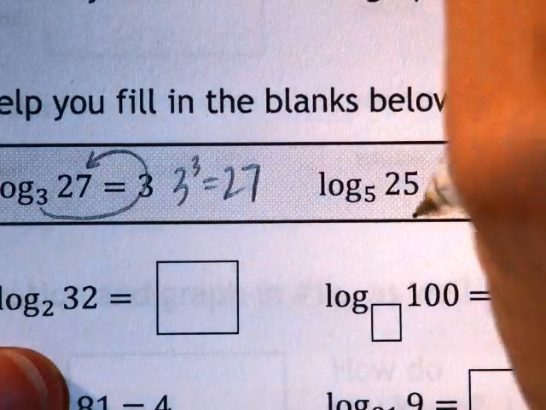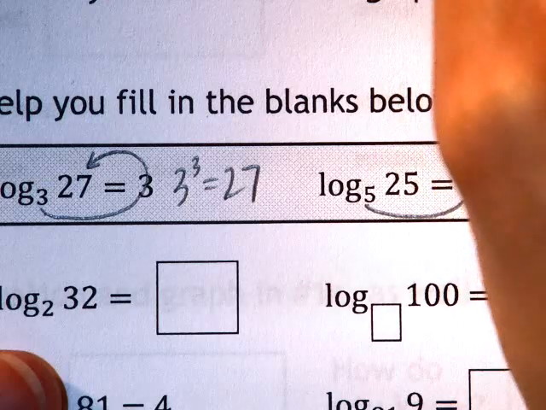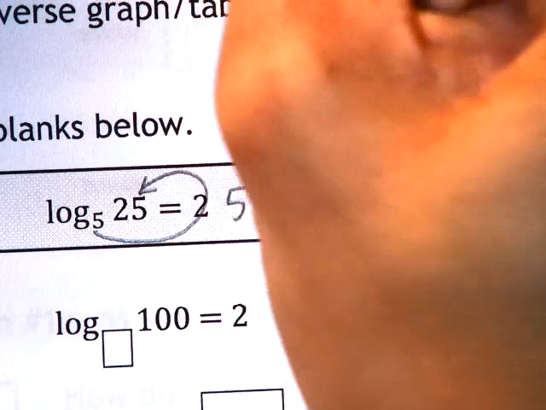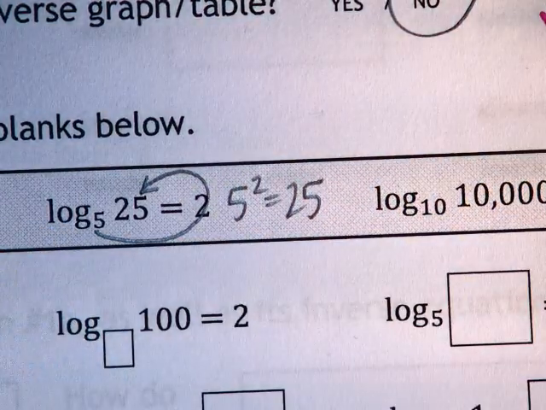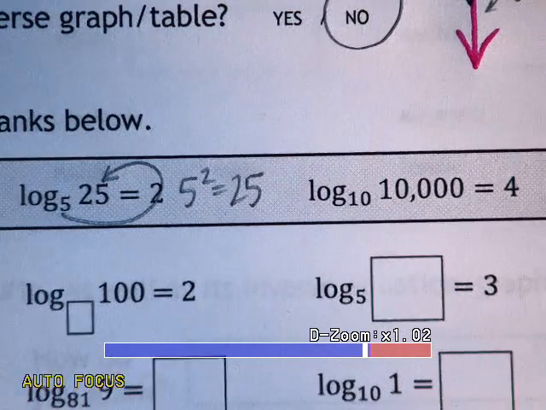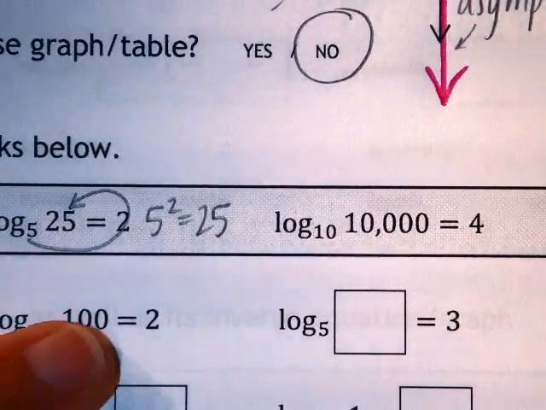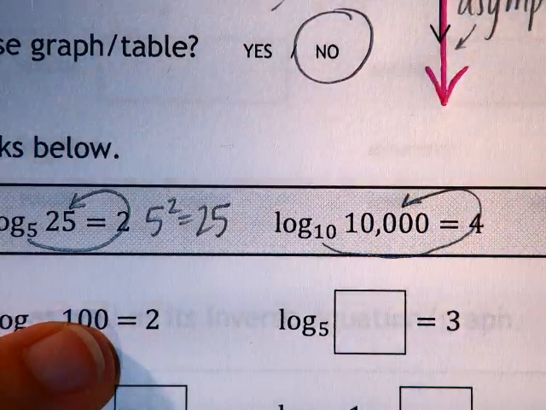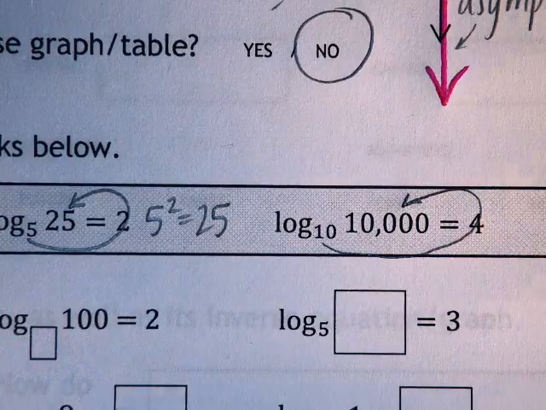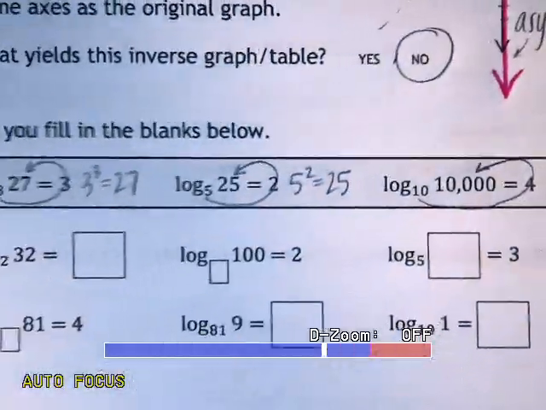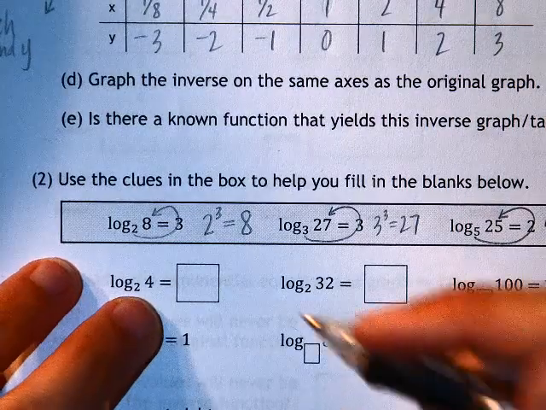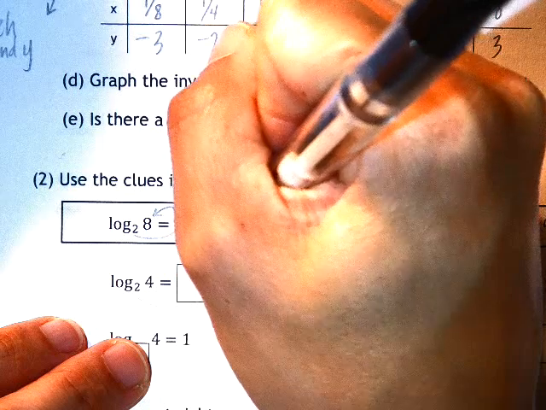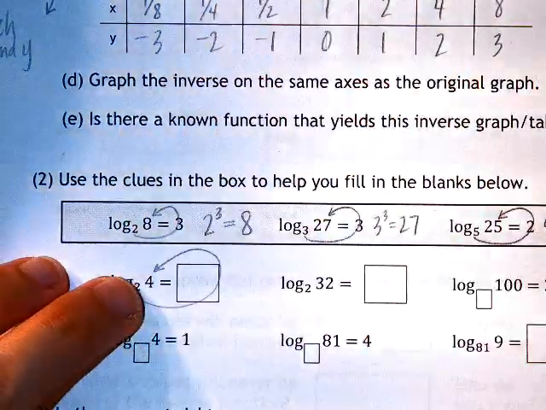If I do the exact same pattern in the next one, 5 to the power of 2 is 25. That little loopy arrow is just reminding me of the direction. If I grab those numbers and rearrange them in this order, I can see that they work. In the last one, 10 to the power of 4 is 10,000. Now I can tell that the pattern is completely consistent: the number at the bottom, the subscript, to the power of the number after the equal sign gives us an answer of the number in the middle.